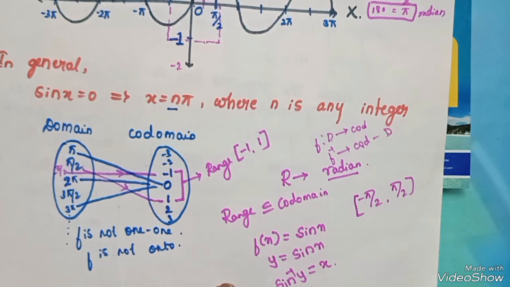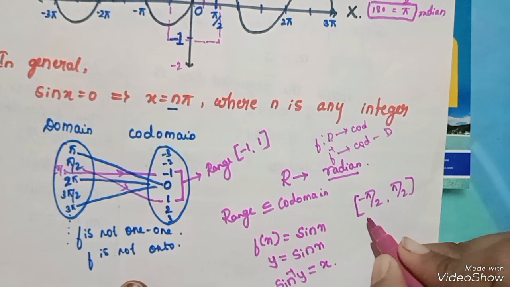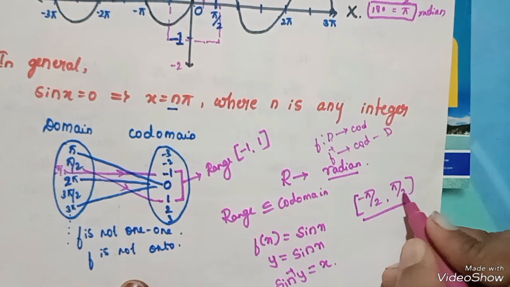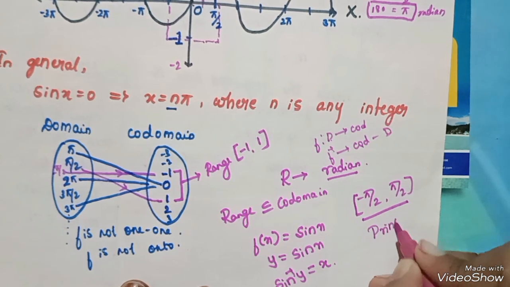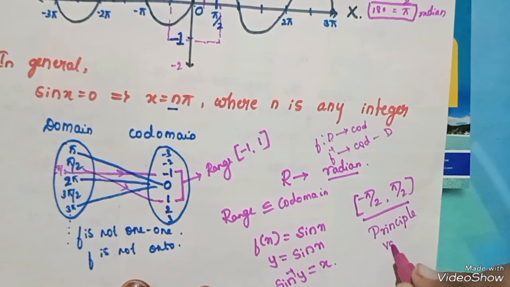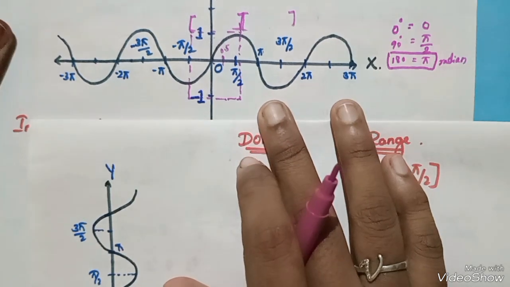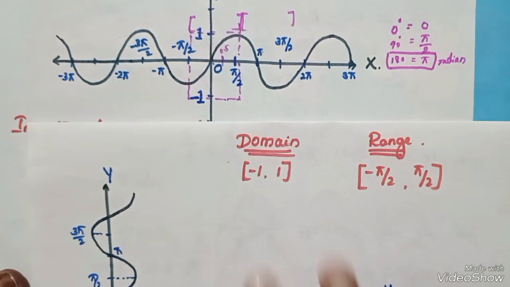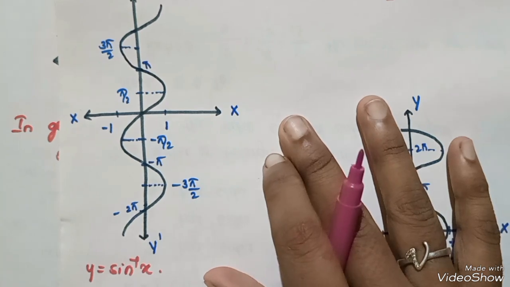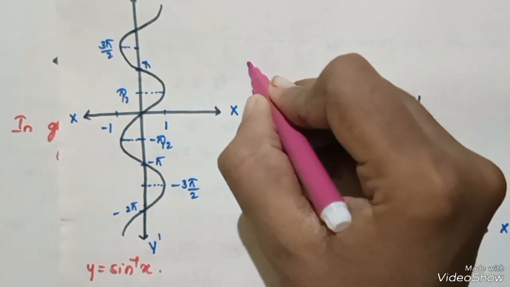Therefore we can say that minus pi by 2 to pi by 2 is called the principal value range. Here, for the trigonometric function we have discussed the graph. For the inverse function, the graph will change from here.